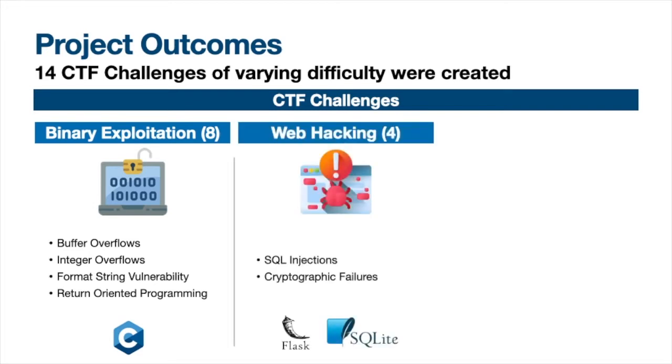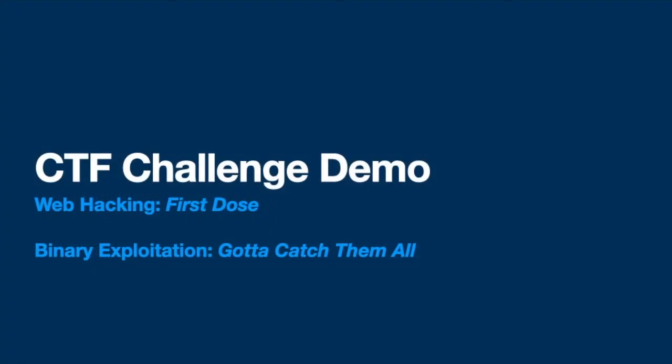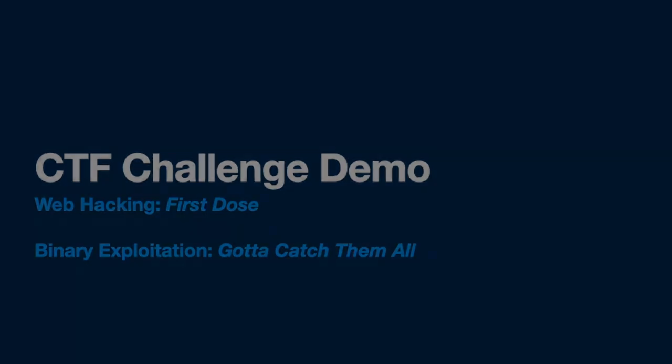Web hacking involves the exploitation of web applications and services. The challenges created mainly revolve around SQL injections and cryptographic failures. A Flask backend server with a SQLite database was used for rapid backend development. Lastly, two forensics challenges were created to give students greater exposure to cybersecurity and Capture the Flag competitions. These challenges can be solved with common Linux forensics tools. Let us now jump into a quick video demonstration of one binary exploitation problem and one web hacking problem.